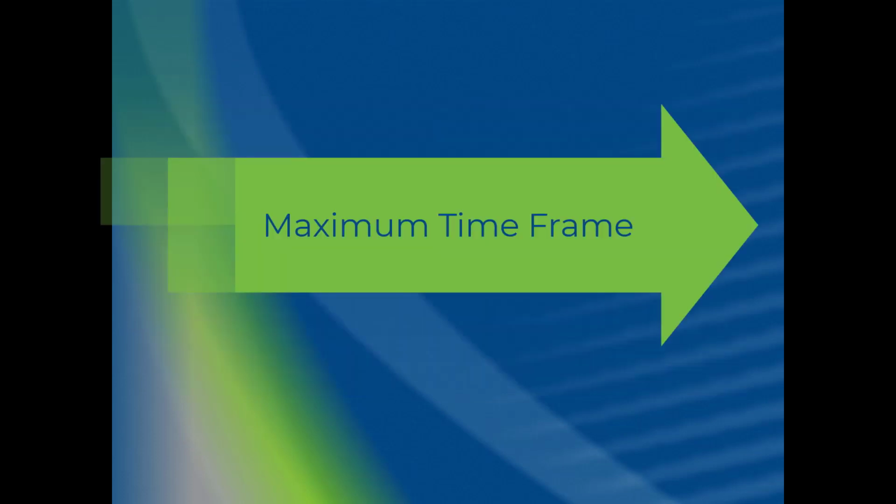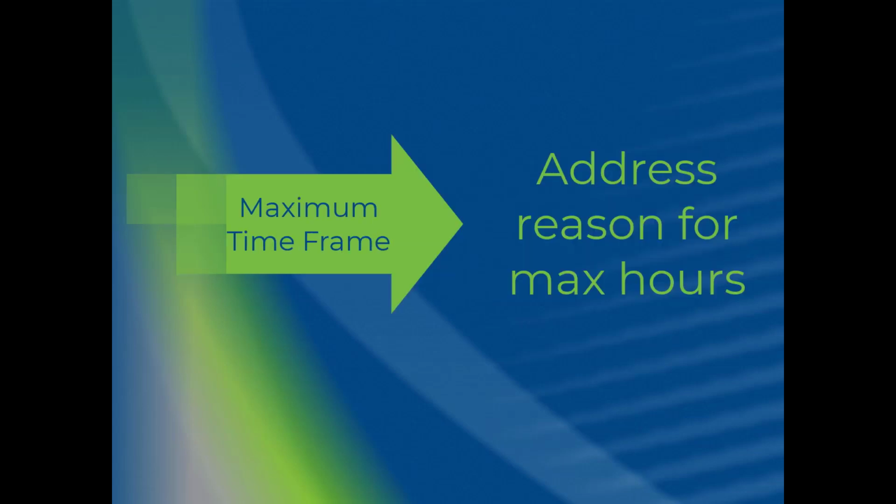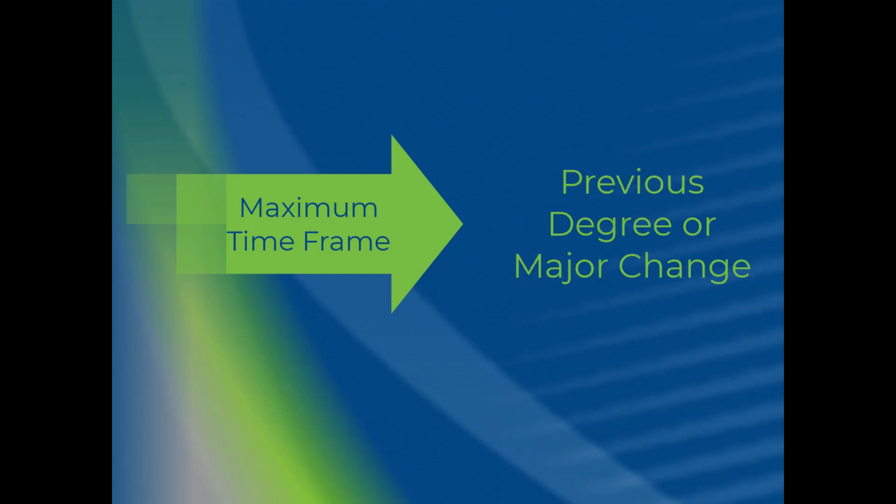Maximum time frame is a bit different from the GPA and completion ratio requirements. There is no warning semester for maximum time frame. If you reach maximum time frame, you will need to submit an appeal. In your appeal, you will need to address the reason you have reached max hours or exceeded the maximum time frame. Often these reasons include a previous degree or a major change.